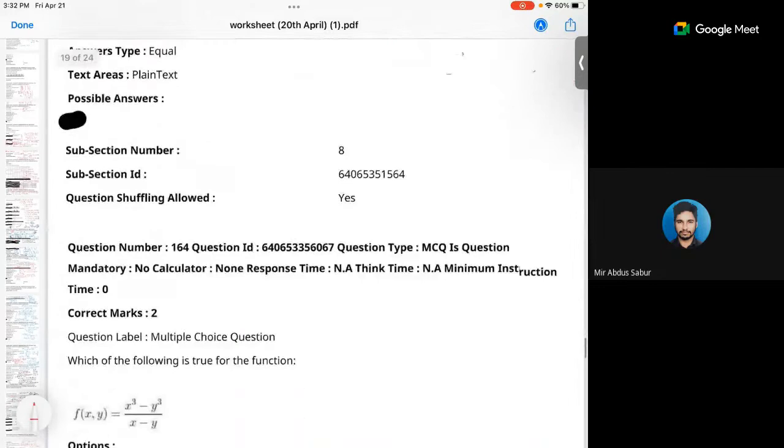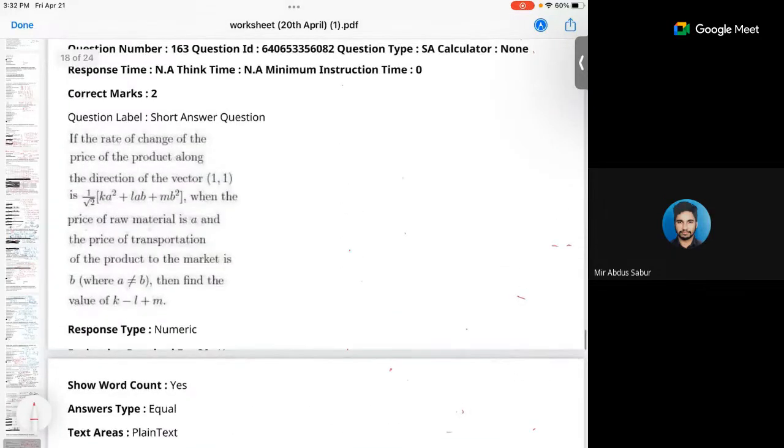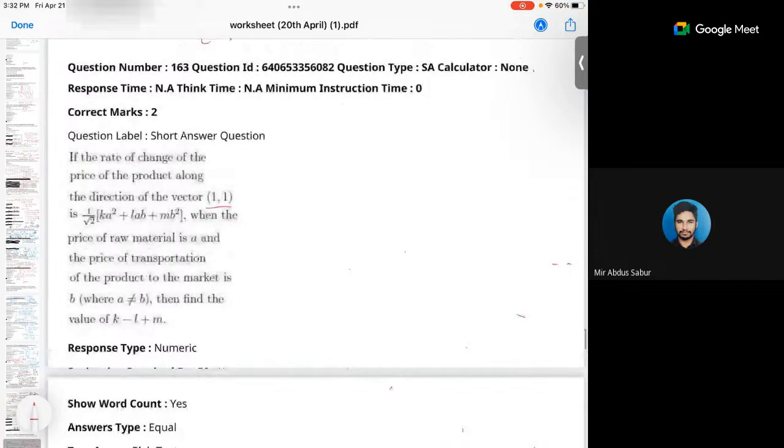Now come to this question. Here you have to find the directional derivative at the point (1,1), the rate of change in this direction. You have to find the directional derivative, and you have to equate this vector with this. Then you have to find the values of k, l, and m. At which point can you get this directional derivative? x is not equal to y.